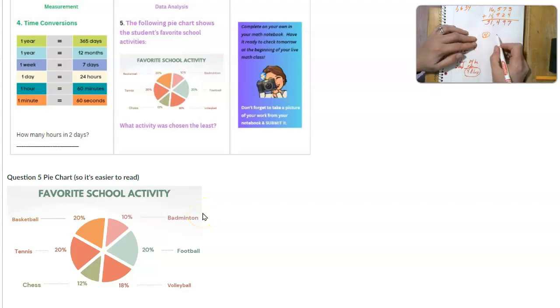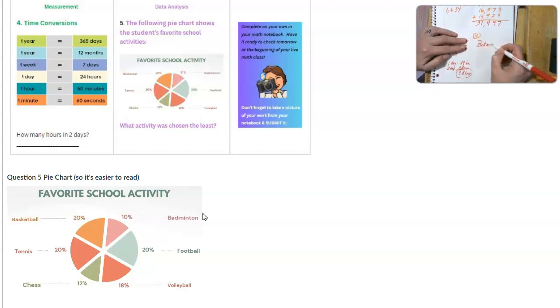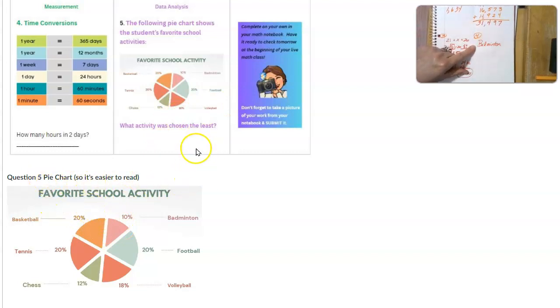So, which was chosen the least? That should be top activity in my opinion. So for each day this week, you'll have a different question that involves this pie chart.